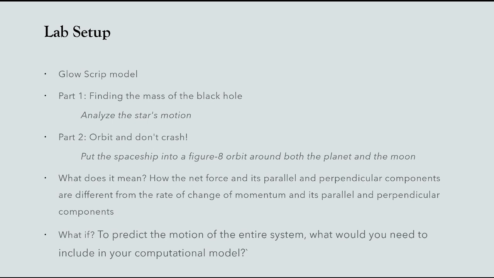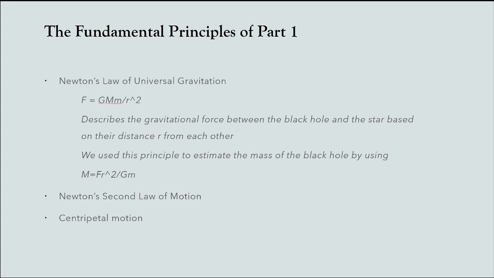the computational model? The fundamental principles used in part 1 are Newton's law of universal gravitation, where F equals G m m divided by r squared. We use this to describe the gravitational force between the black hole and the star based on the distance r from each other. We also use this principle to estimate the mass of the black hole by using M equals F r squared divided by G m. And we also use Newton's second law of motion to update the velocity and position of the star while it orbits and the centripetal motions of the star.